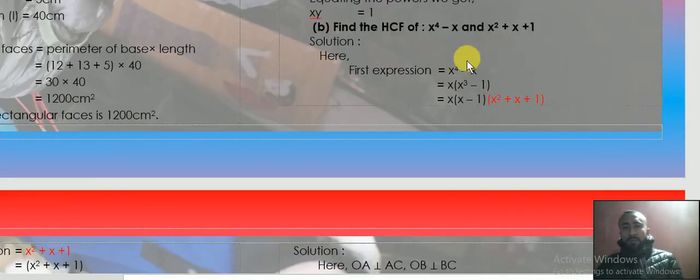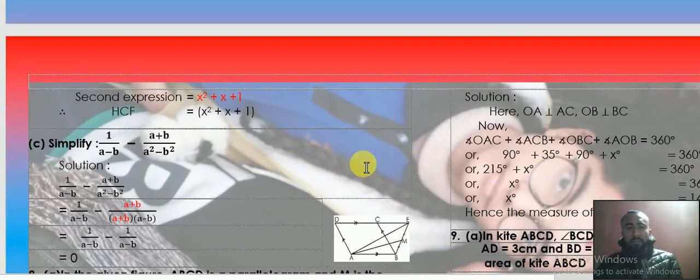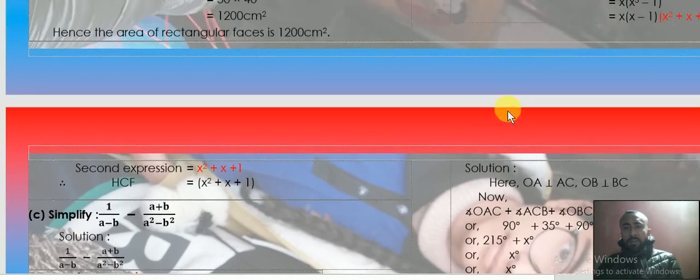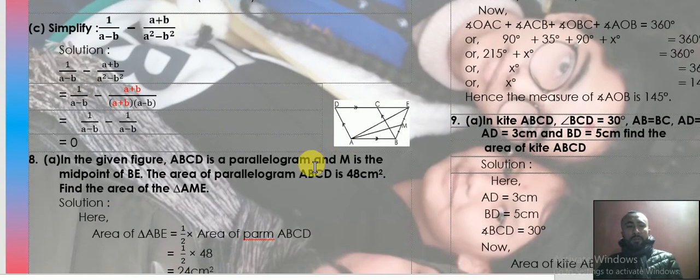So here, as for HCF, first of all you need to factorize the first expression. Here in both of the terms x is common, so we have taken x common, the remaining one is x cubed minus 1, and the formula of a cubed minus b cubed is (a minus b) multiplied by (a squared plus ab plus b squared). Now let's move on to the second expression, so it cannot be factorized anymore. So here you can see x squared plus x plus 1 is common, so that's the HCF.